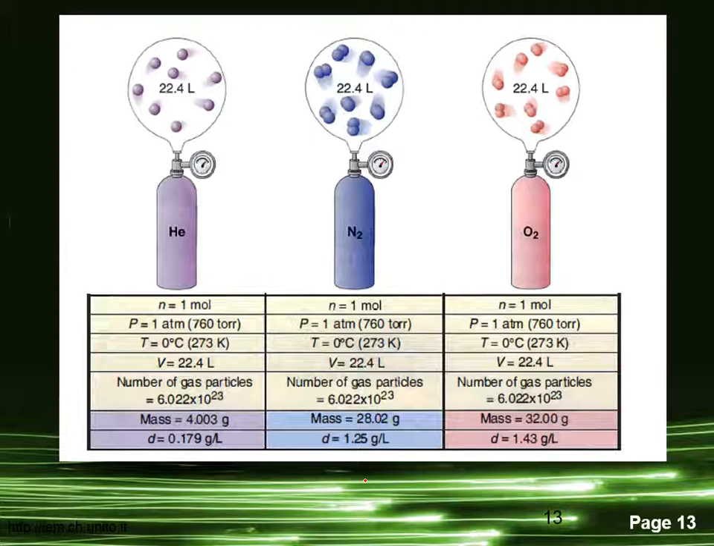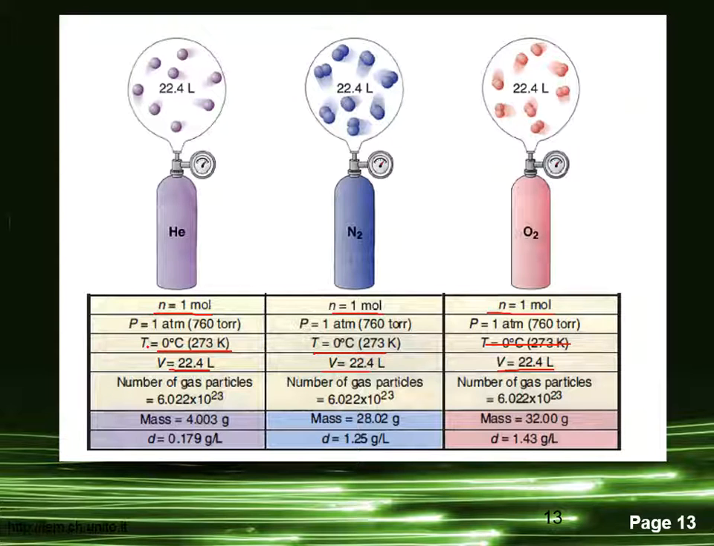And this figure shows that at the same temperature and pressure, equal volumes of all gases contain the same number of molecules, which here is 1 mole for all gases, that is equal to Avogadro's number. Specifically, 1 mole of ideal gas occupies 22.4 liters at standard temperature and pressure regardless of the identity of the gas.